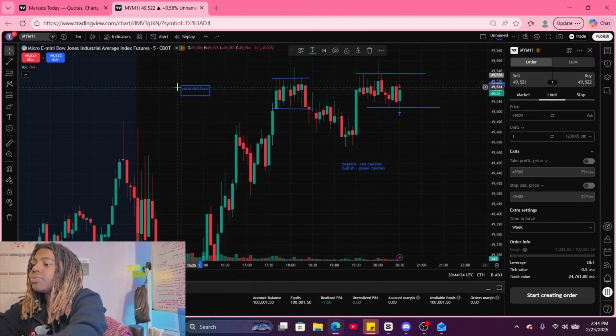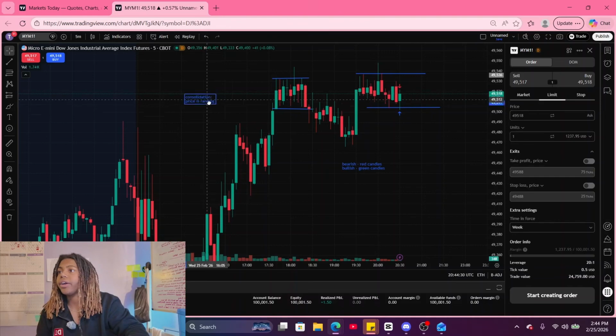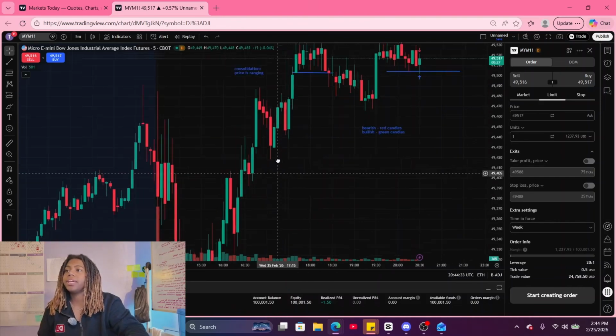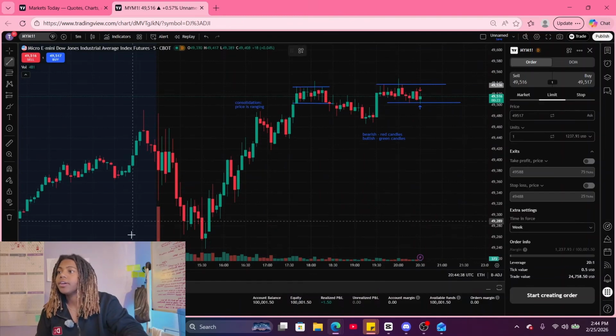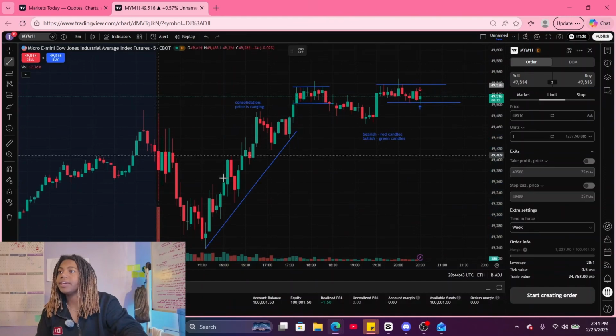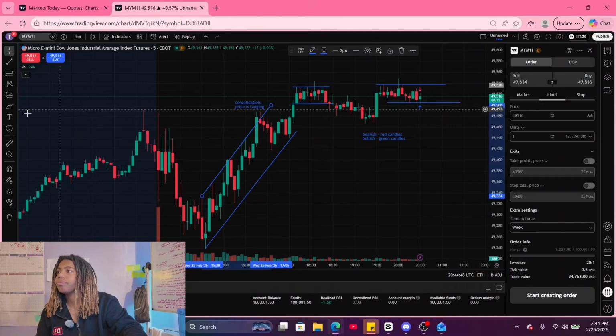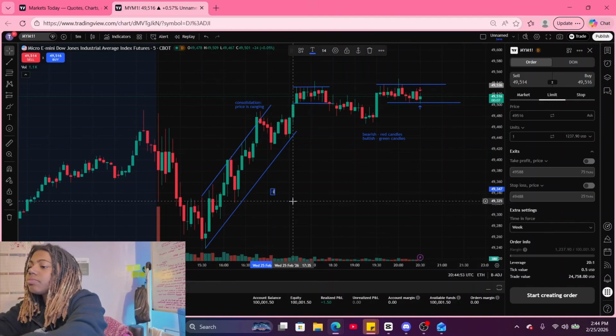And consolidation is when price is ranging or staying in the same area. Okay, but as we can see, this part is not ranging. Price is clearly moving upwards. So we can see that this is a bullish trend. This is the important part with the market structure. Bullish is when market is going up.